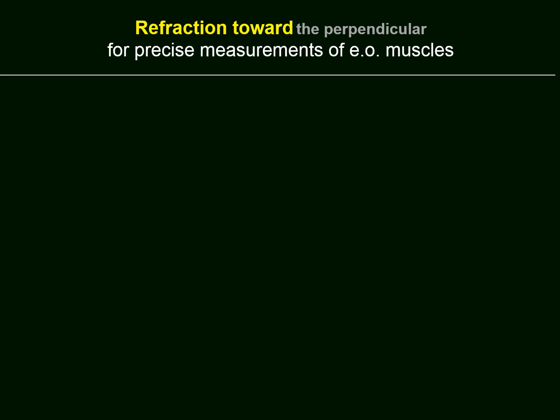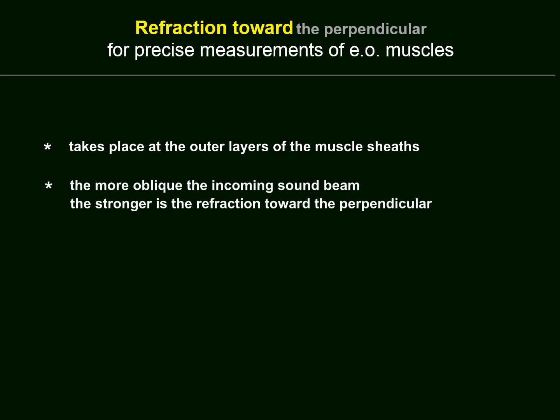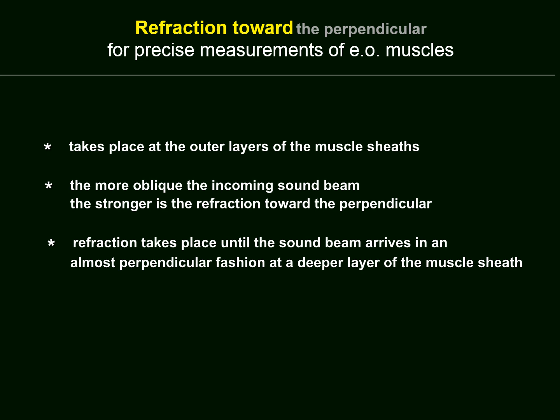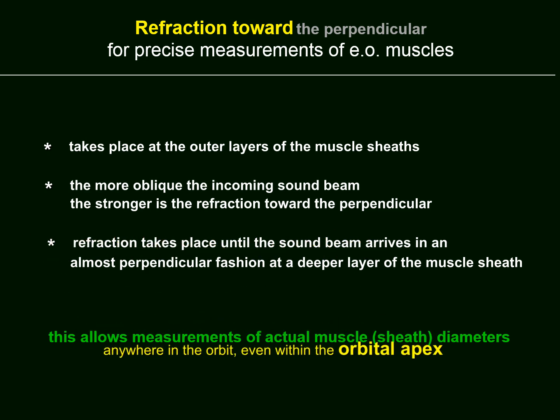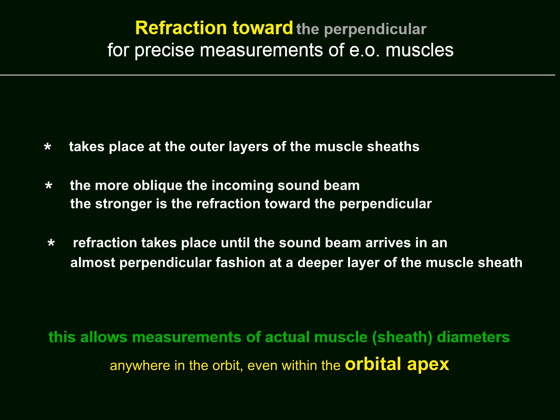Refraction toward the perpendicular for precise measurement of extraocular muscles. It occurs similarly. It takes place at the outer layers of the muscle sheaths. The more oblique the incoming sound beam, the stronger is the refraction toward the perpendicular. And the refraction takes place until the sound beam arrives in an almost perpendicular fashion at deeper layers of the muscle sheaths. This allows measurements of actual muscle sheath diameters anywhere in the orbit, even within the orbital apex. So this is the good guy, the refraction toward the perpendicular.